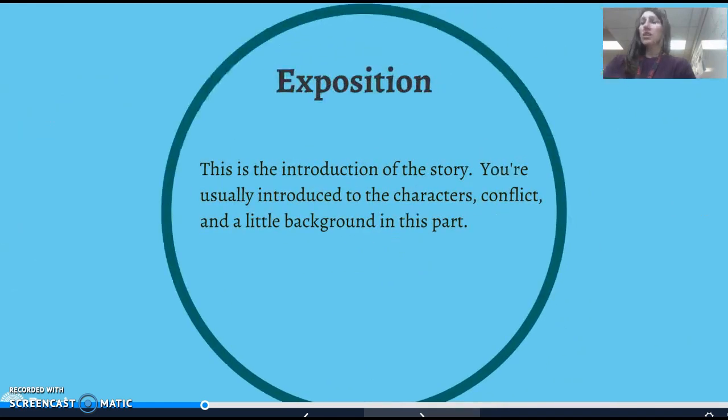So exposition is step one. This is, again, the introduction of our story. Here we are introduced to characters, conflict, and a little background in this part. Can you think of what part of Romeo and Juliet was the exposition? What told us the summary of the play? That was our exposition.